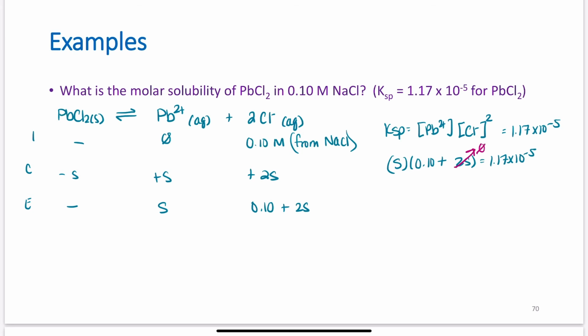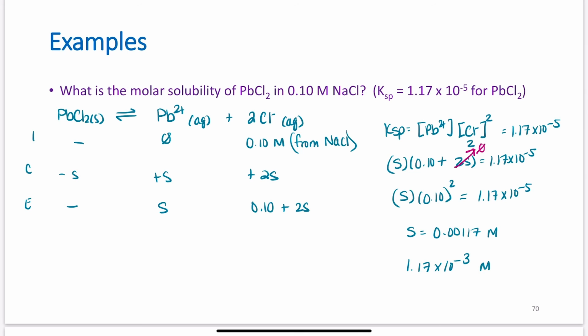We assume this 2S is really, really small comparative to the others. But this quantity, this box, is squared, so the 0.1 is squared. So we have S times 0.1 quantity squared is equal to 1.17 times 10 to the minus 5. S is equal to 0.00117 molar, or we could write this as 1.17 times 10 to the minus third molar.